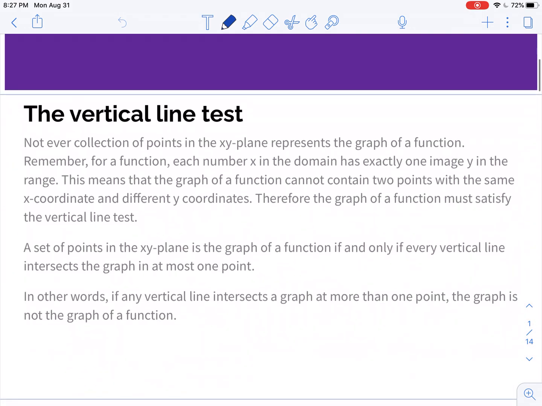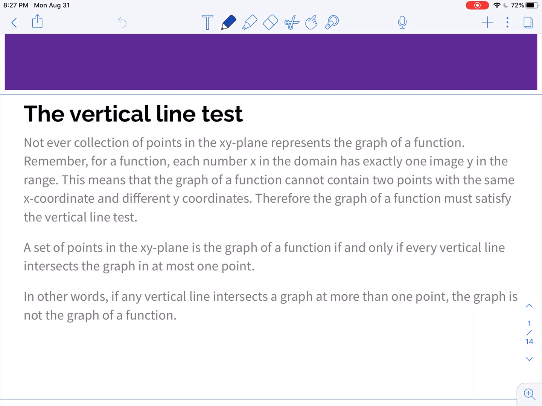So the first thing that we have with a function: not every collection of points in the xy plane represents the graph of a function. For a function, every x has to have exactly one y in the range. So this means that I can't contain two y values for one x. If I've got two y values for one x, then it's not a function.